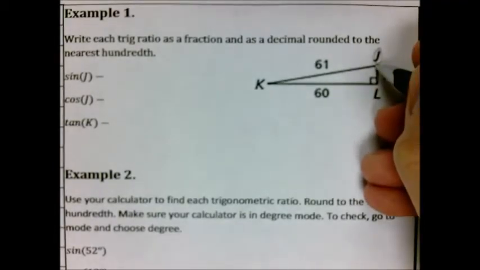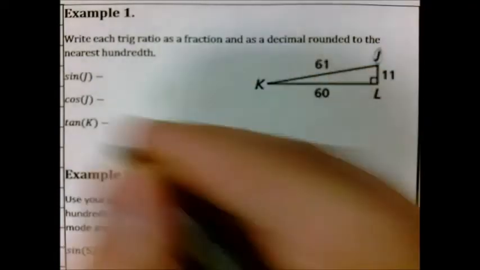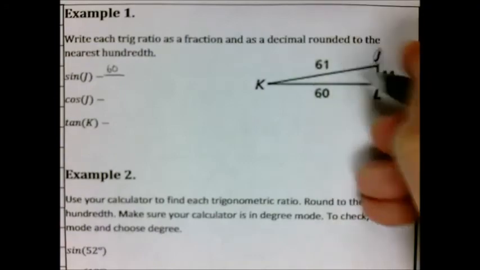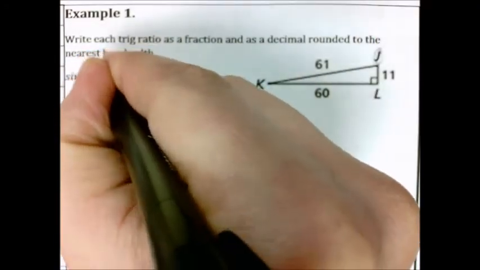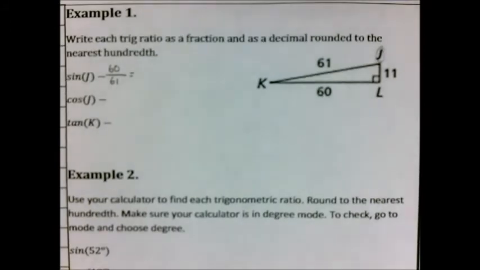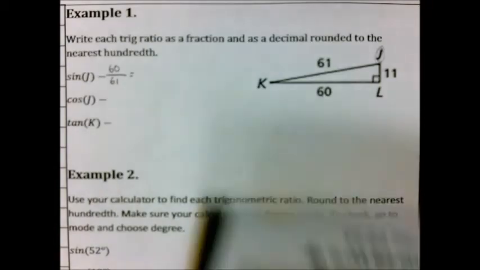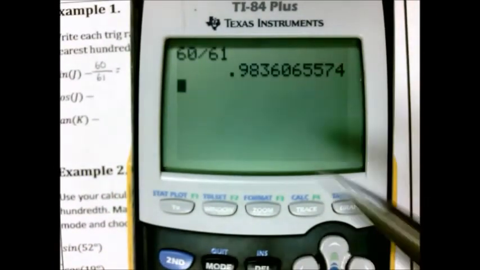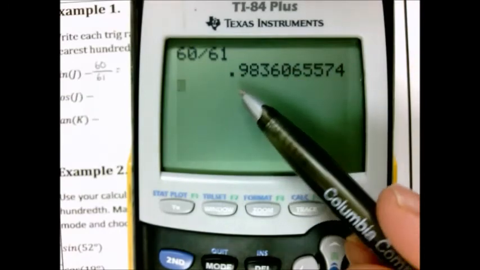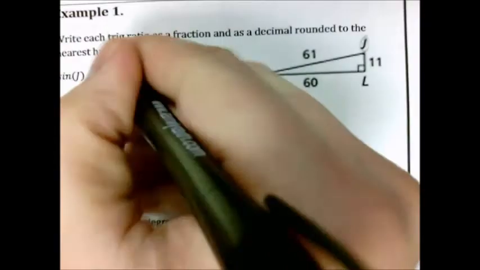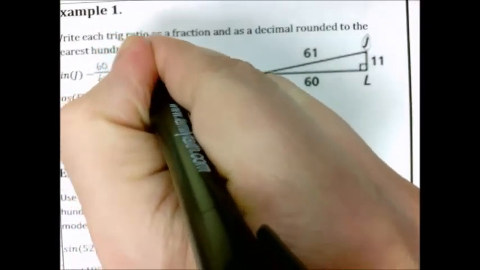The sine of J being opposite, so 60, over the hypotenuse, which is always across from the right angle, would be over 61. That's how we would write that trig ratio as a fraction, and obviously as a decimal, all we would have to do is do 60 divided by 61. Use a calculator for that. We get 0.9836, round to the nearest hundredth would be 0.98.